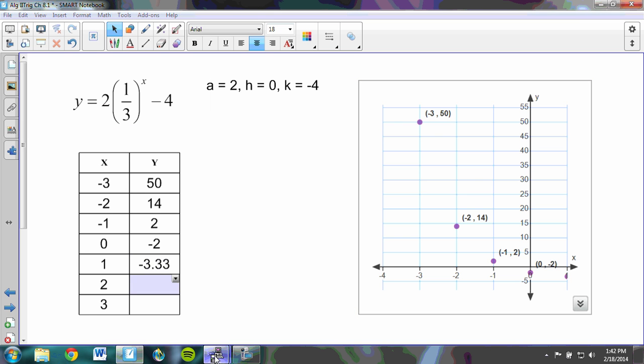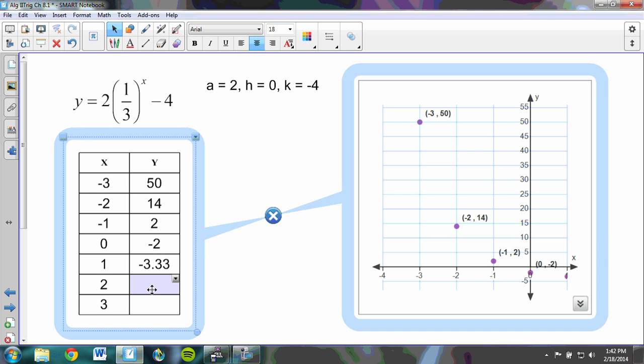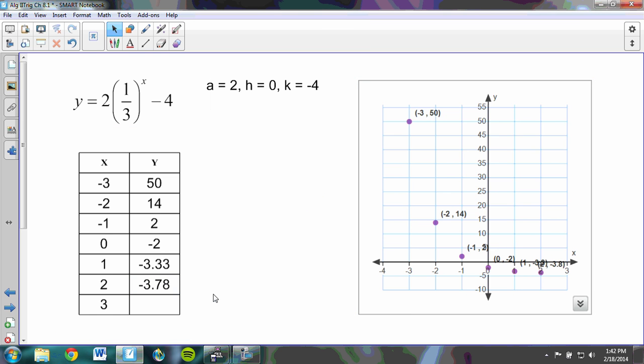I'll do 2. I can hit second enter and pull up my previous equation and put a 2 here and calculate. It's negative 3.78. Can you see what value this graph is getting closer and closer to but never touching? You can also look over here. Plug in a 3.